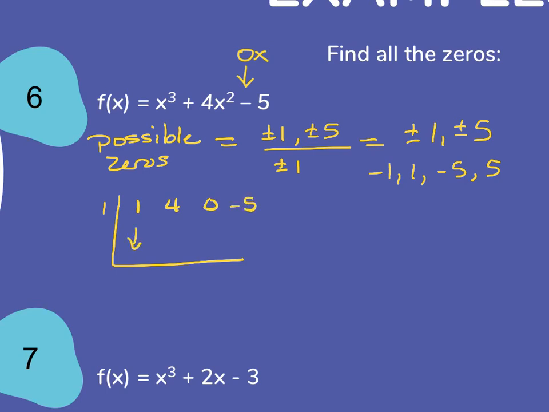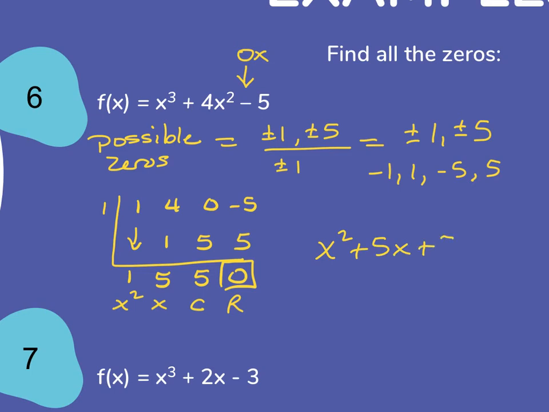I'm going to bring down this first coefficient. I'm going to multiply. I'm going to add the column. I'm going to multiply, add the column, multiply, add the column. Notice, without even keying it in Desmos, I got lucky. I guessed. I got one of my zeros. And now I can take the remainder, constant, x, x squared, so x squared plus 5x plus 5 equals 0.